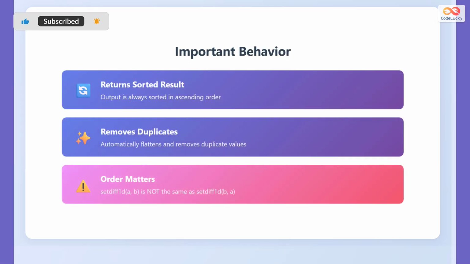There are three key behaviors to remember about setdiff1d. First, the function always returns a sorted result in ascending order. You cannot control the sorting, it happens automatically. Second, setdiff1d removes all duplicate values from both arrays before performing the operation. This ensures you get unique elements only. Third, and most importantly, order matters. Setdiff1d of A comma B gives you different results than setdiff1d of B comma A. The first argument determines which elements to keep. So swapping arguments changes your output completely.